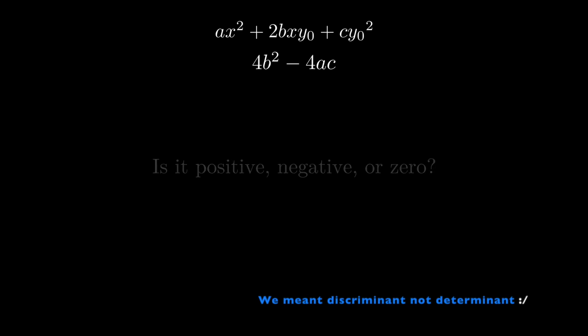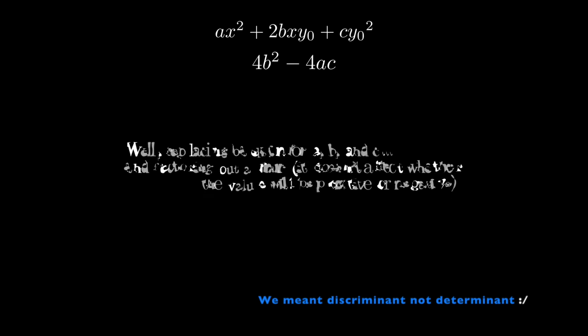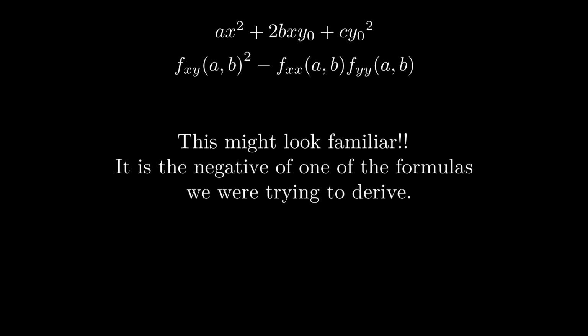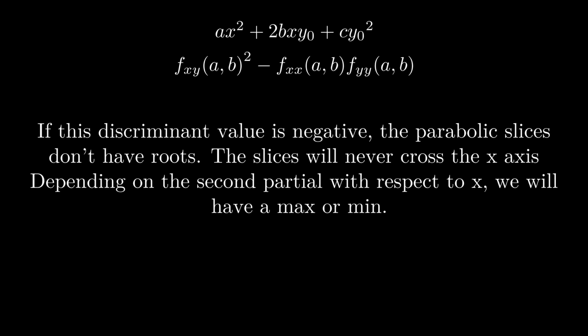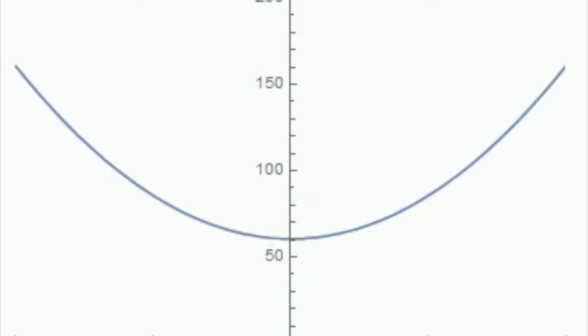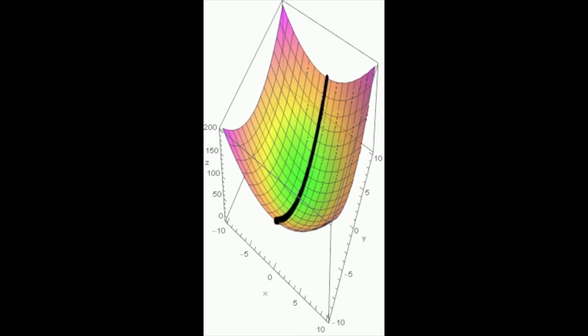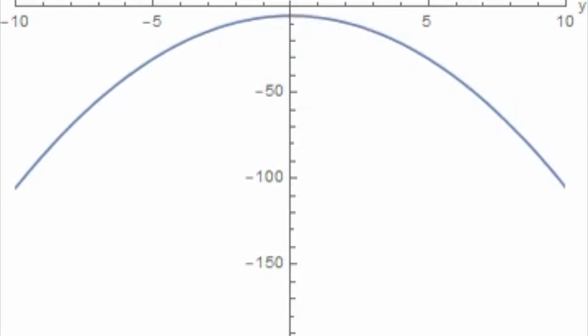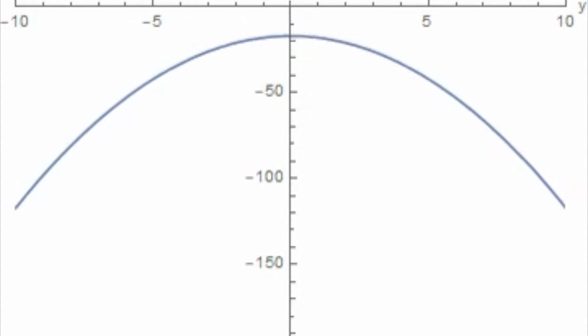Well, if the determinant is positive, that means we have roots. But if it's negative, there's no roots. And if it's negative, then our quadratic slices might look like this. And they never cross the x-axis. See, it never crosses the x-axis. That's because our determinant is negative. And that means we got a min, because it never crosses over. This one also never crosses over. Oh, that's a max, because it increases and then decreases.